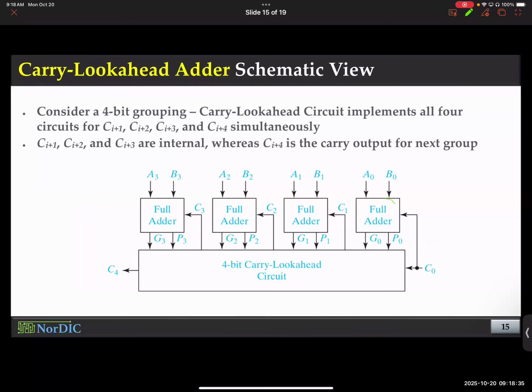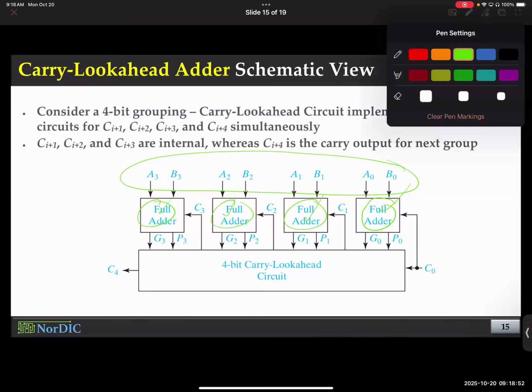Take a look at this structure. This is full adder, full adder, full adder, full adder. So basically, it's kind of like a ripple carry adder: one adder driving the other, because every adder deals with one bit, right? So here you are dealing with how many bits? Can anybody tell me? 4 bits. 4 adder blocks, 1, 2, 3, 4. So I'm dealing with 4 bits at a time here.